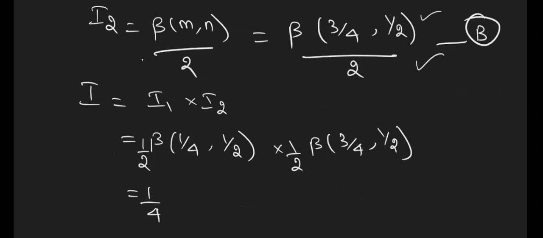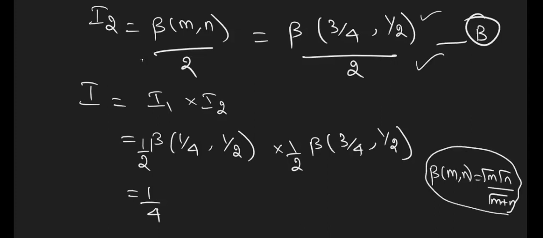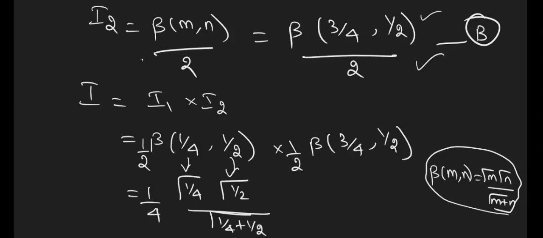So what I have to do with this? Remember the relationship that we have proved between beta and gamma function: gamma of m into gamma of n by gamma of m plus n. Remember, we are going to use this. So the first one is gamma of 1 by 4. Second one is gamma of 1 by 2 by gamma of 1 by 4 plus 1 by 2. Then this 1 by 2 I have multiplied and written. Gamma of 3 by 4, gamma of 1 by 2 by gamma of 3 by 4 plus 1 by 2.